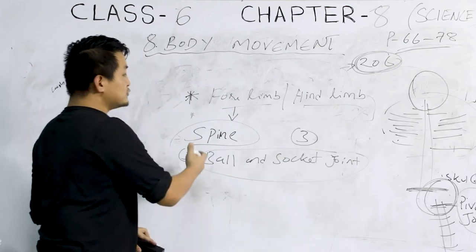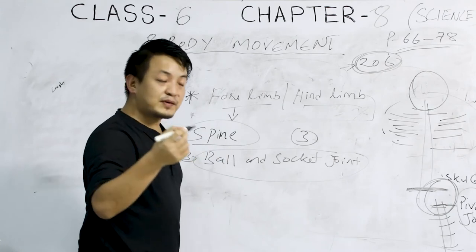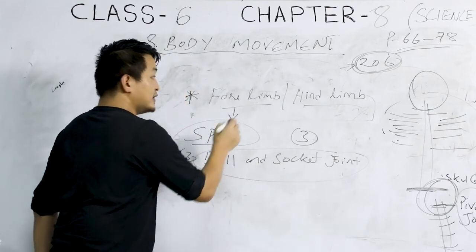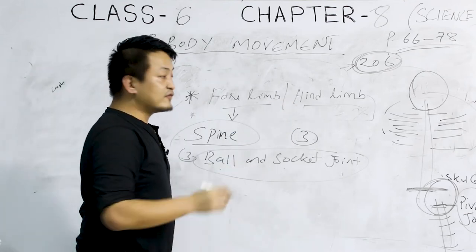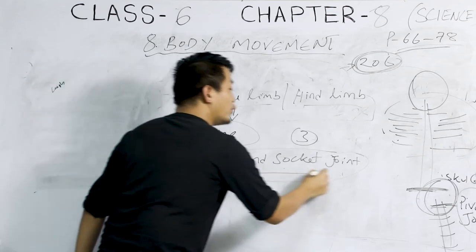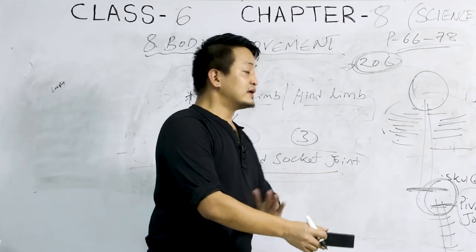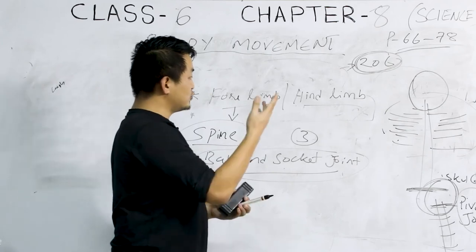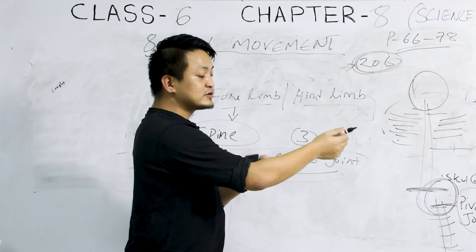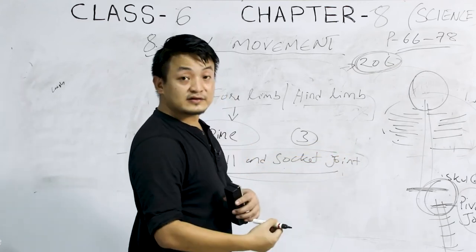Now, the joint which is present in the forelimb, which connects to your spine, is the ball and socket joint. And even in our hind limb, the joint that is present is the same ball and socket joint. Our feet and our hands are the ones which we can rotate. See, I can rotate, right? The reason I am able to rotate my hand is because there is a ball and socket joint present. Clear?